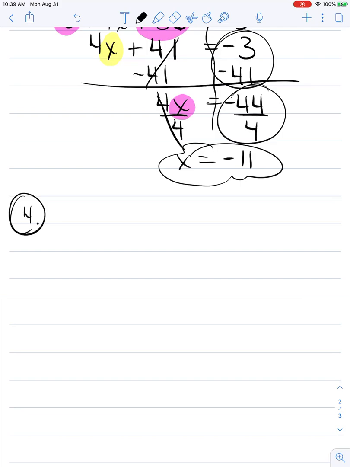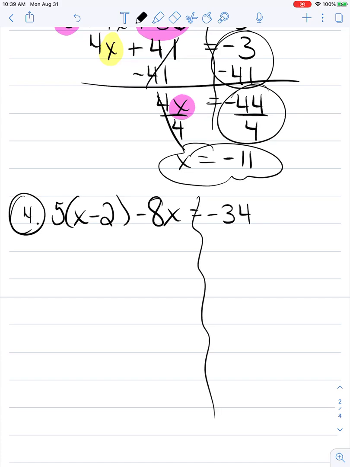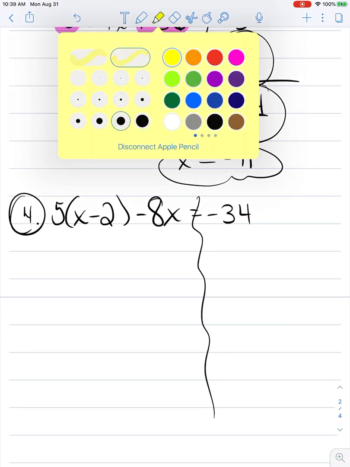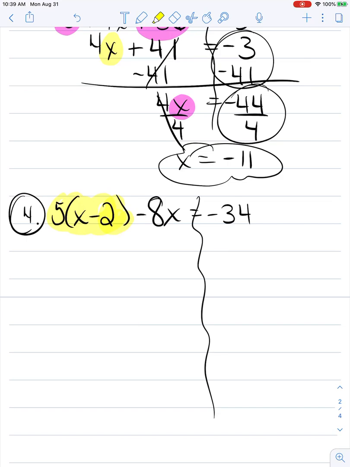So take a look at number 4. 5 times (x minus 2) minus 8x equals negative 34. So draw your line at the equal sign. Do I see the distributive property? Yes, I do, right here. So I'm going to bring everything else down just so I won't forget it. So 5 times 1x is 5x. 5 times negative 2 is negative 10.